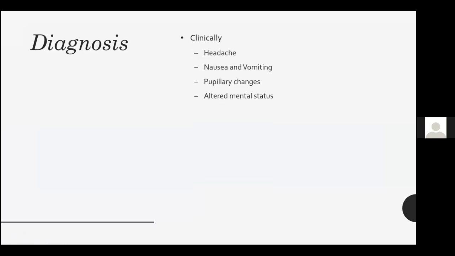Clinically, if the patient is awake, they may complain about headache, nausea, vomiting, pupillary changes, or altered mental status. If the patient is on a ventilator, the only thing we can assess is the pupillary changes. If the patient is sedated, ventilated, and relaxed, the only sign we can check is the pupillary changes, from which we can get an idea whether the patient is having raised ICP or not.